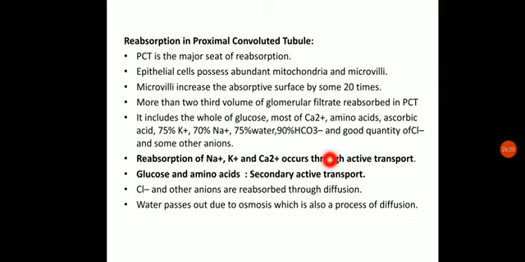Okay, apart from this, ions like chloride ions and others are reabsorbed simply by diffusion. The water also passes out and gets reabsorbed due to the simple process of osmosis, that is, movement from higher concentration to lower concentration, or we can say diffusion.